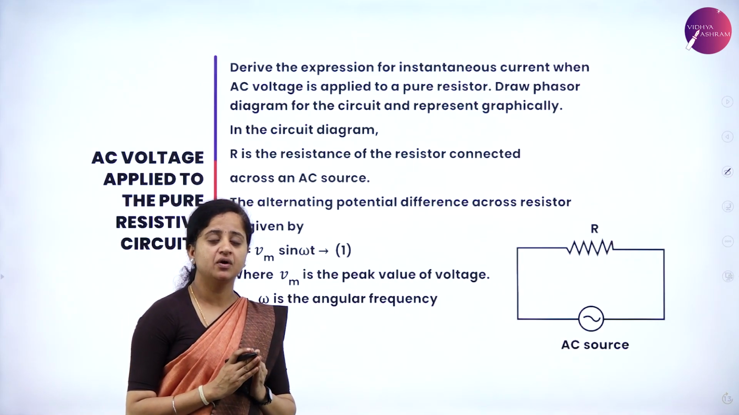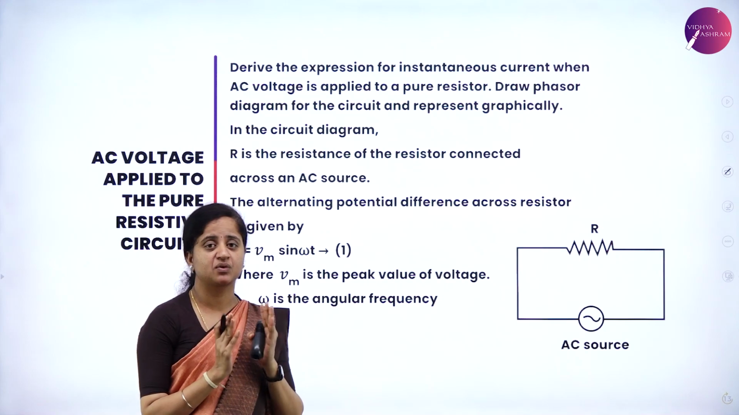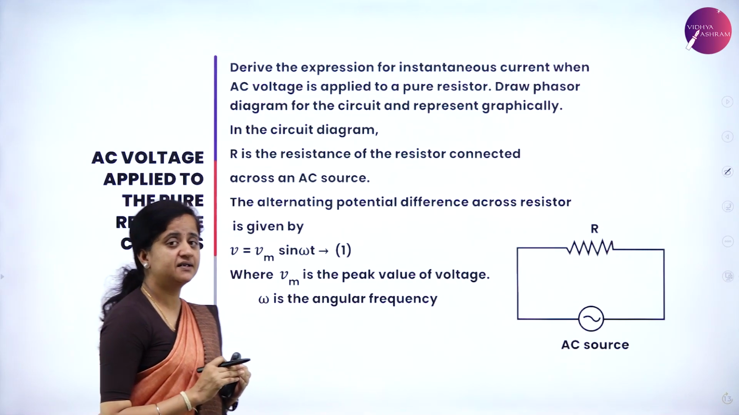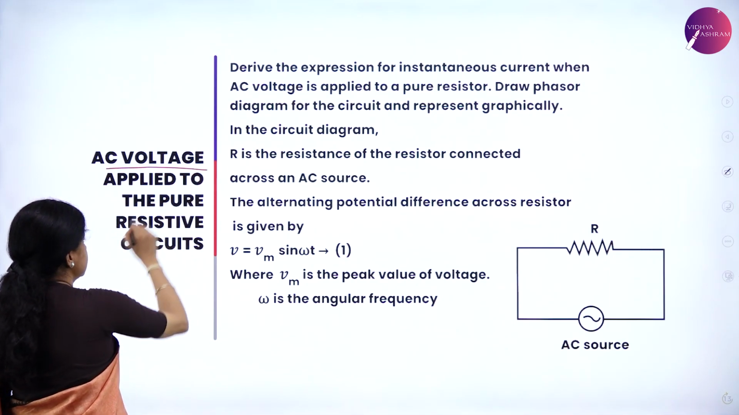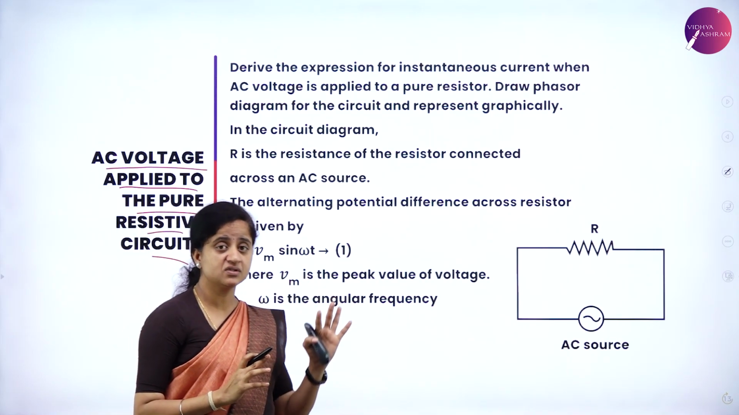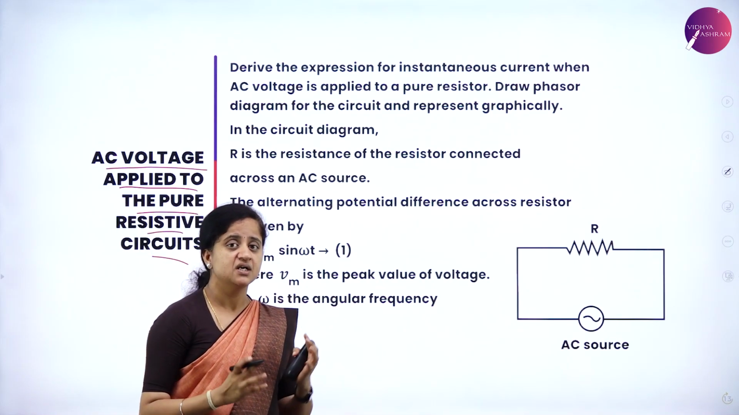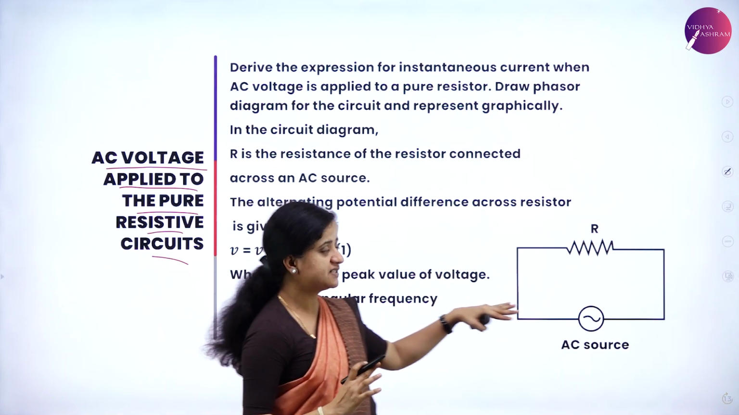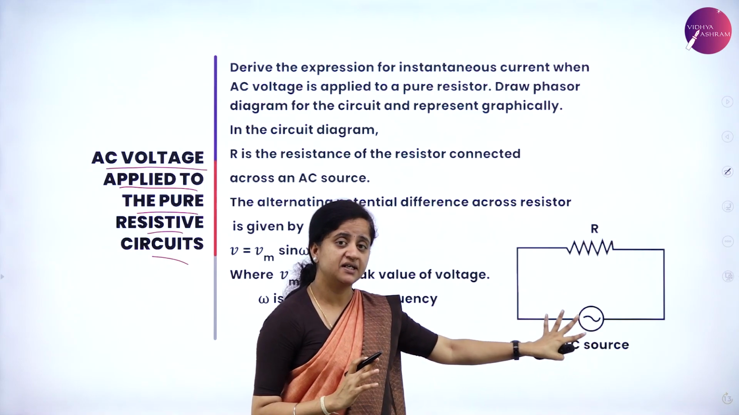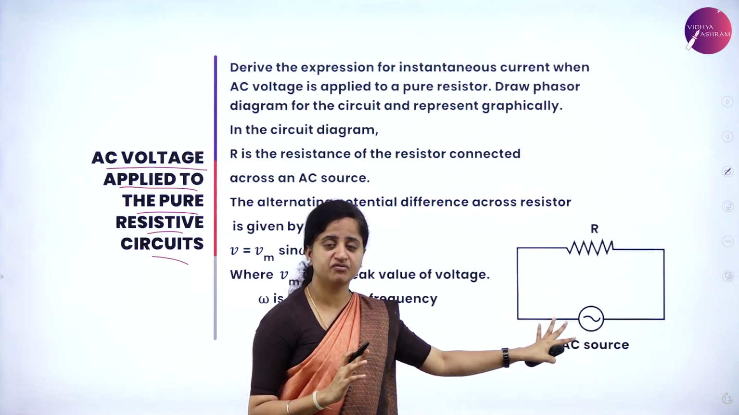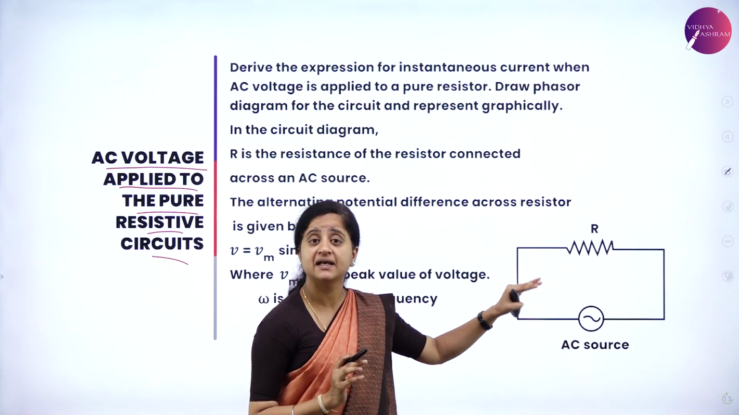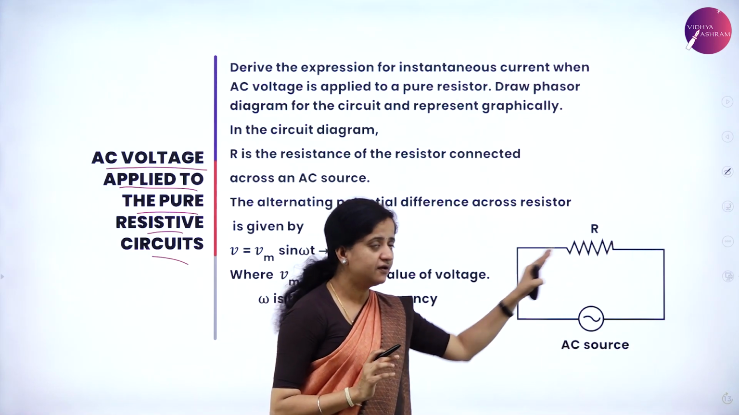Now we have come to know what the AC parameters are, and the basic difference between alternating current and direct current. Now let us understand what happens if an AC voltage is applied to a pure resistive circuit. We know that AC sources are used for circuits. For a pure resistive circuit, which means it contains only the resistor, we are going to find the expression for current when an AC voltage is applied.